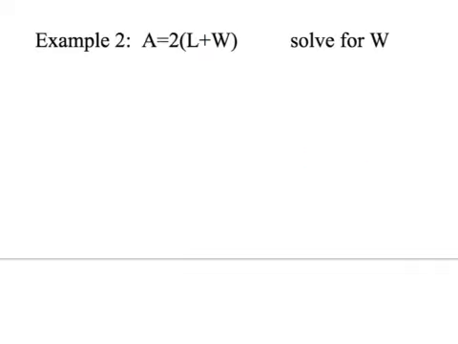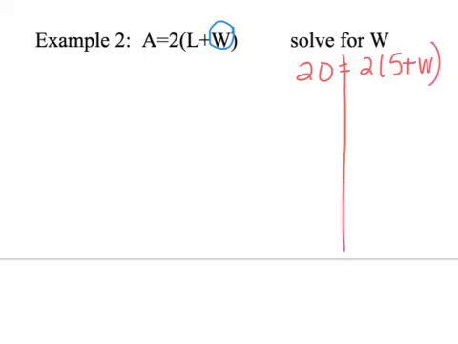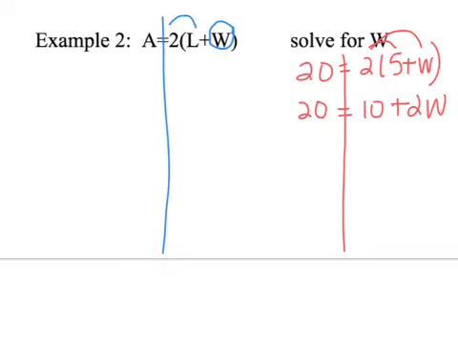Alright, so we are solving for W. Okay, so I'm going to come over here to the side and write an equation in like a normal equation that looks similar to this one. Okay, so in this equation in red, you would start by distributing. 2 times 5 is 10. 2 times W is 2W. Okay, so if we distribute it in the regular equation, we're going to come over here and distribute in our formula, our literal equation. 2 times L is 2L. 2 times W is a positive 2W.